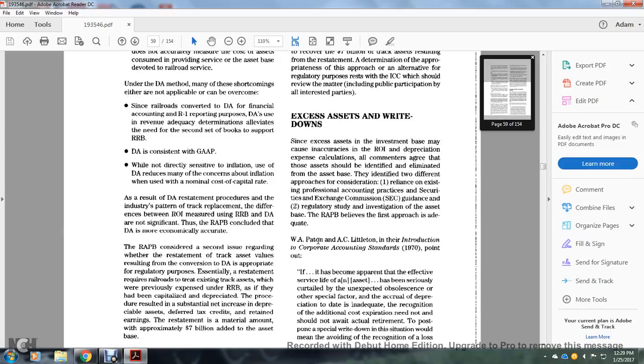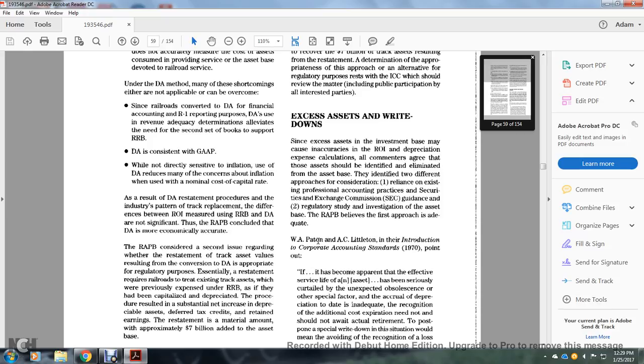Excess assets and write-downs. Since excess asset investments distort the return on investment and the depreciation expense calculations, all commentators agree that those assets should be identified and eliminated from the asset base, but they identified two different approaches. Considering reliance on existing professional accounting practices, Securities and Exchange Commission guidance, and the regulatory study of the investment base, the Railroad Accounting Principles Board believes the first approach is inadequate.